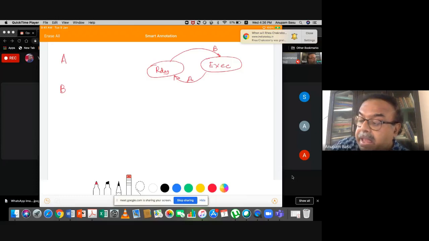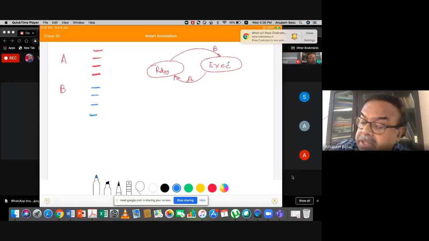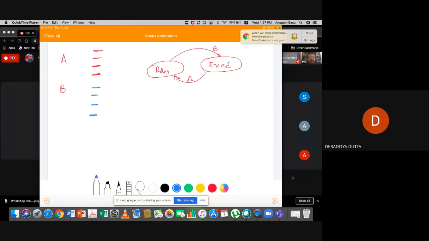Say A is denoted by these red statements, and B is denoted by blue statements. Now, when B is executing, then a blue statement is executing here. When A is executing, then a red statement is being executed in the CPU. Now suppose here, is it clear? Is this part clear? Yes or no? Yes, sir.